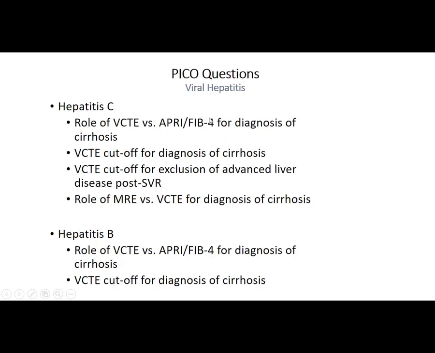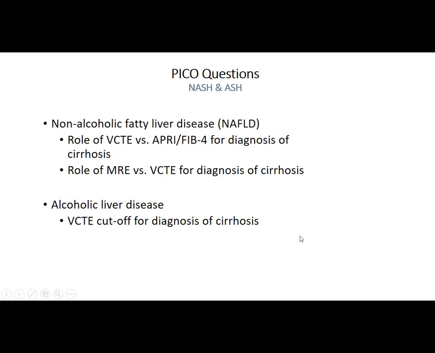So these are the PICO questions for viral hepatitis. For hepatitis C, it was the role of VCTE, which is vibration-controlled transient elastography, versus APRI or FIB4 for the diagnosis of cirrhosis, the VCTE cutoff for the diagnosis of cirrhosis, the cutoff for the exclusion of advanced liver disease after SVR, and the role of MR elastography versus VCTE for the diagnosis of cirrhosis. For hepatitis B, it was the role of VCTE versus APRI-FIB4 for the diagnosis of cirrhosis and the cutoff for the diagnosis of cirrhosis. For NASH and ASH, the role of VCTE, the same questions basically for APRI-FIB4 and MRE versus VCTE for the diagnosis of cirrhosis.